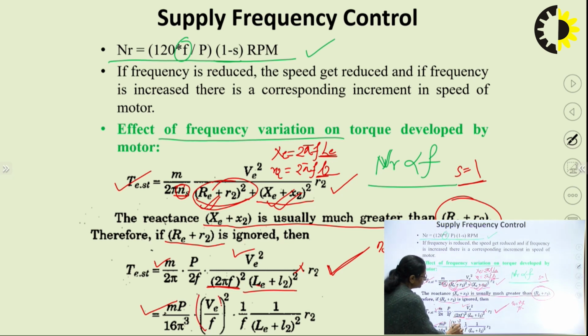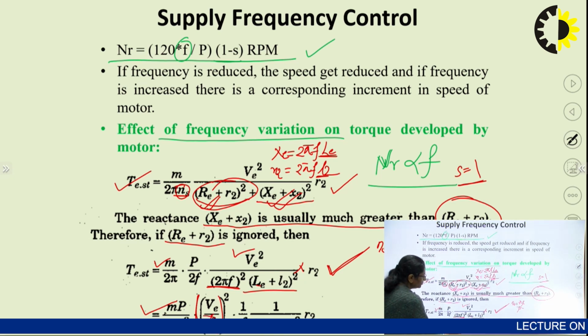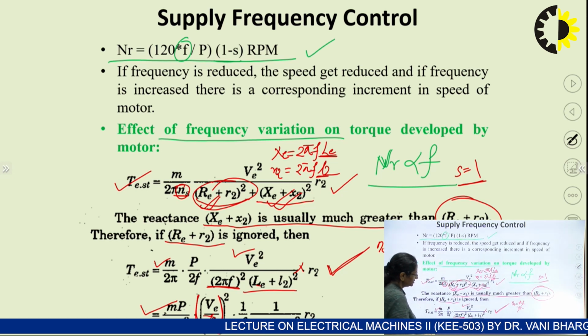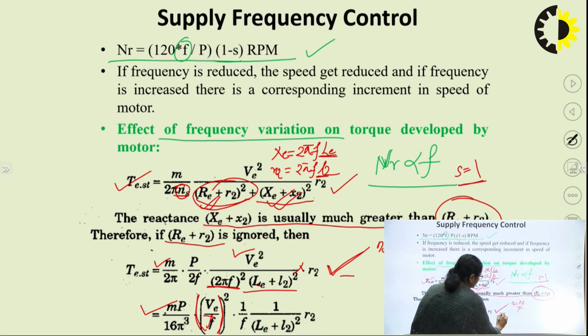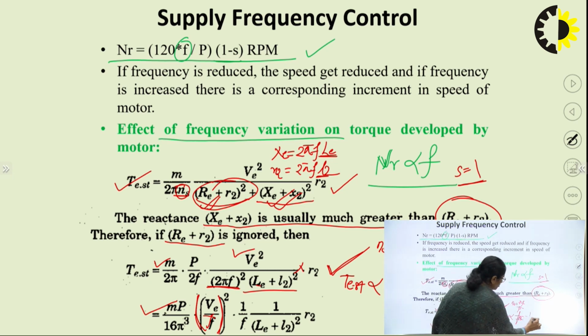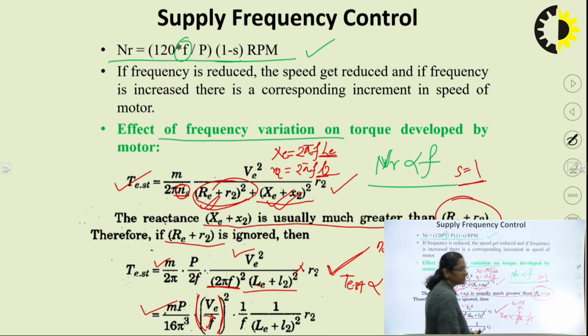Deliberately, I have grouped V and f over here. The f square I have grouped with V. What is the purpose? We will discuss it in the next slide. Then 1 upon f. So, if I see the effect of variation of frequency only, I can see that the starting torque developed by the motor is proportional to 1 by f cube, where f is the frequency of supply given to the motor.